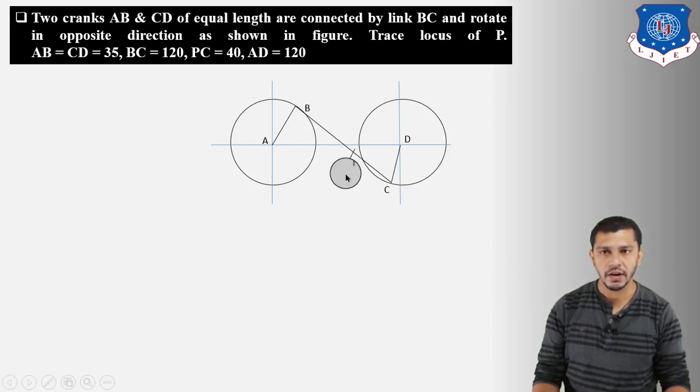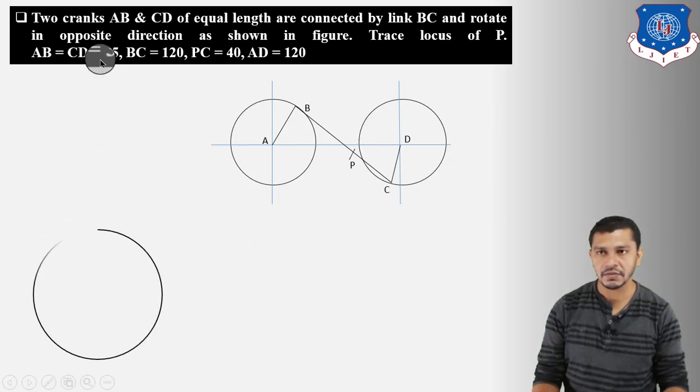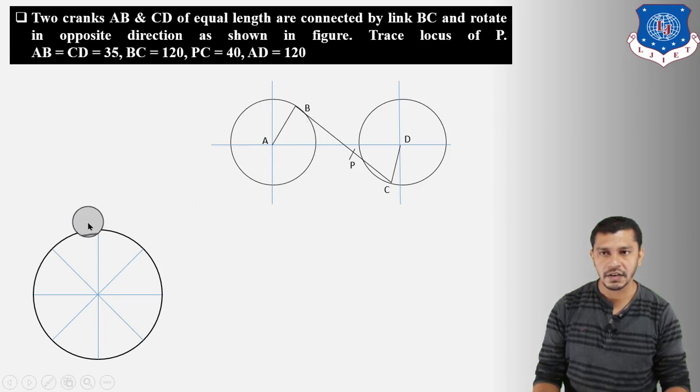So let's try to find out the locus of point P by using this 4-bar chain mechanism. First of all, draw a circle having radius equal to 35 mm, and divide the circle into 8 equal parts, showing the locus of point B. Now let us consider that the crank AB is rotating in the clockwise direction. So starting from B1 over here, this will be our B2, B3, B4, B5, B6, B7, B8, which will show the locus of point B.